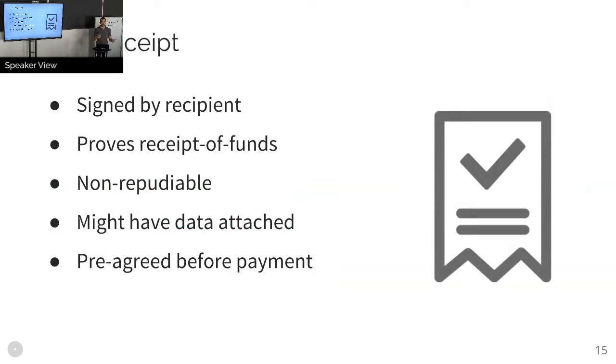It could have some data attached, but again, we're very cognizant of the different protocol layers, so we don't necessarily want to specify what the data has to look like. Although it's more of an open question in terms of what that data is and what it could look like. And it has to be pre-agreed on before the payment. So before we even put any money in escrow, the sender and the recipient have to agree what success looks like.